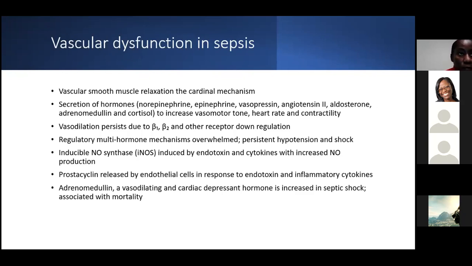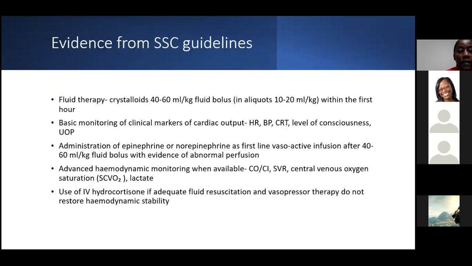You've started your fluid bolus. You do not see any evidence of improvement of your cardiac output. Remember, the ultimate goal of increased cardiac output is increased perfusion in your microcirculation. That's the ultimate goal. Increased perfusion in your microcirculation leads to increased oxygen delivery. So what's the evidence from the Surviving Sepsis guidelines? I've just picked out recommendations. It's a very big document. I'll put the references at the end.